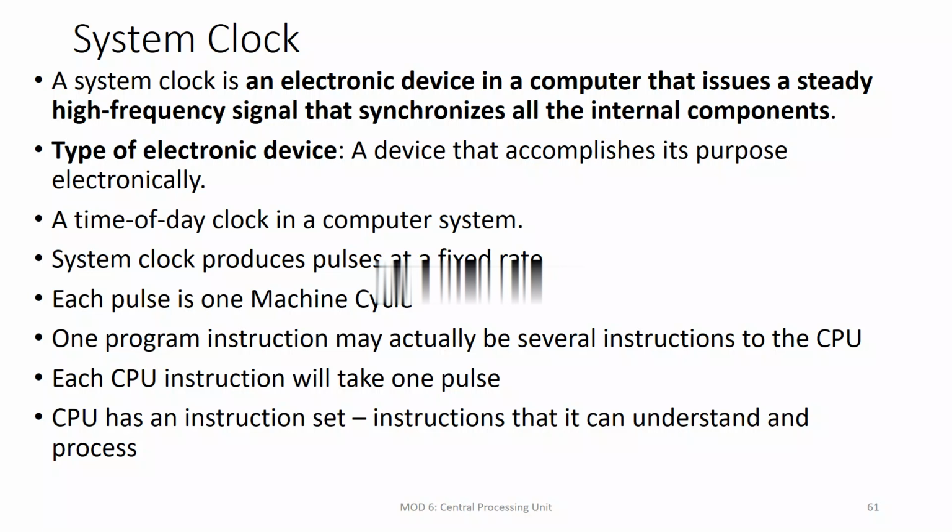Now there's a term called system clock, which is just an electronic device in a computer that issues steady, high-frequency signals that are synchronized within the internal components of your computer. There are some types of these electronic devices, and their major purpose is to ensure synchronization and integration of high-speed frequency components and tasks are well captured. Therefore, each pulse of any machine cycle can be handled within the system clock.